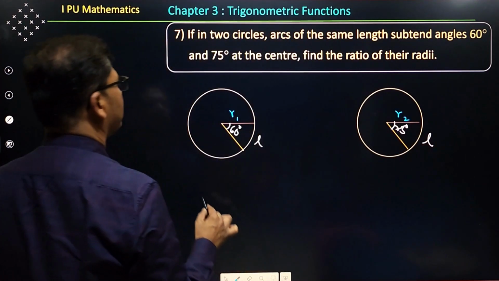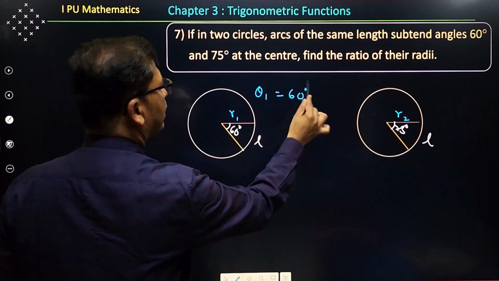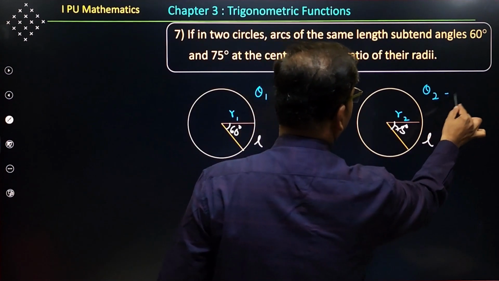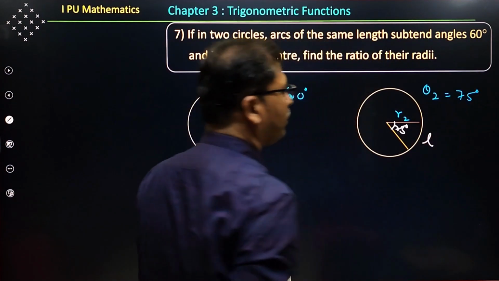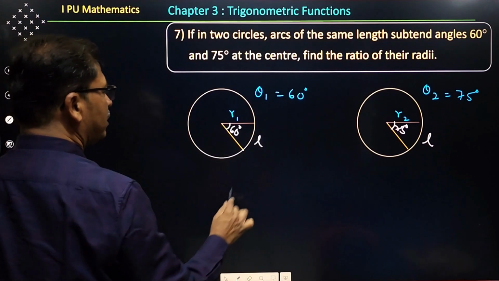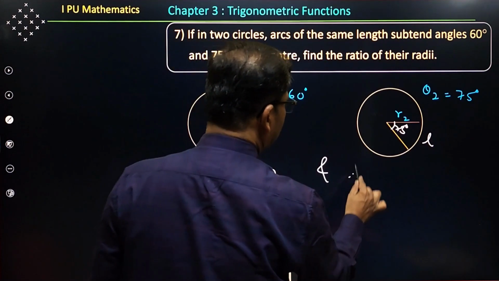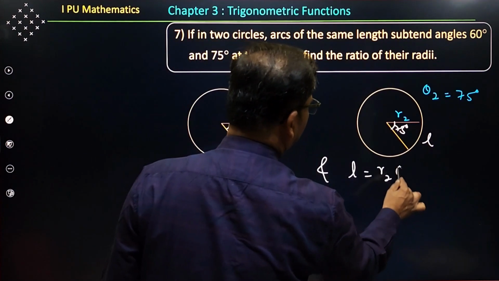Take this as theta 1 which is equal to 60 degree. In this case you take this as theta 2 which is equal to 75 degree. Use the relation L is equal to R theta. So what you are going to write, L is equal to R1 theta 1 and in this case length L is equal to R2 into theta 2.